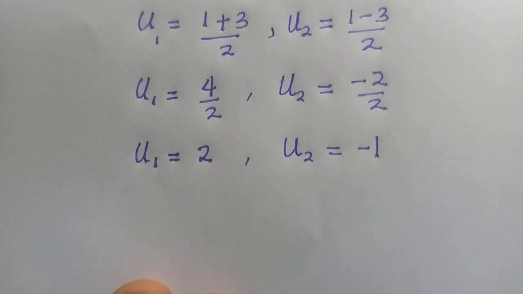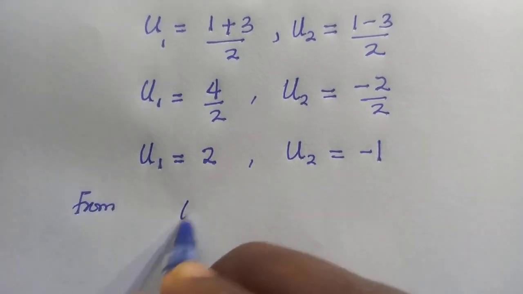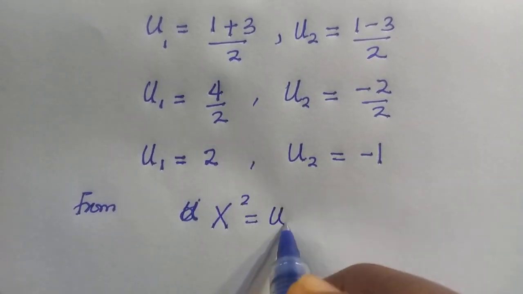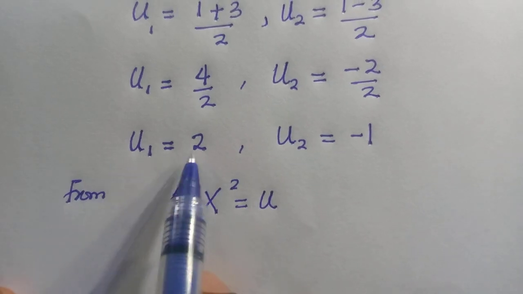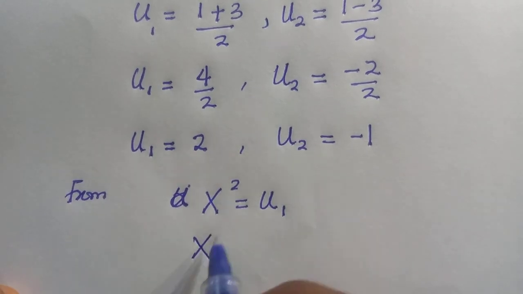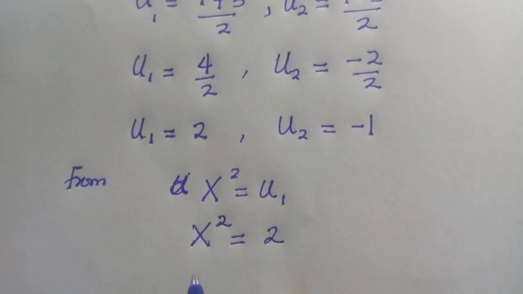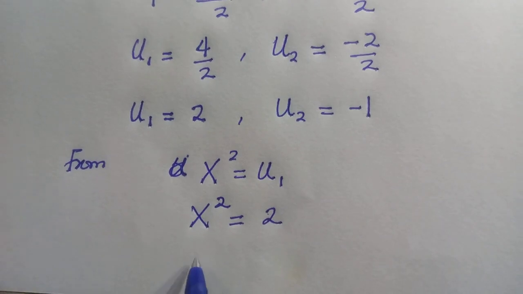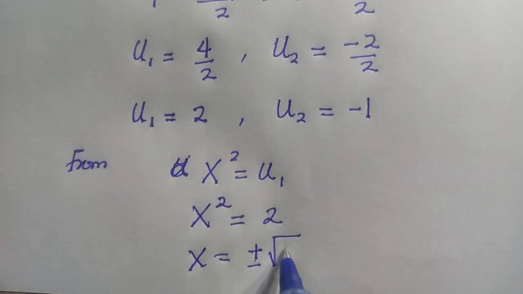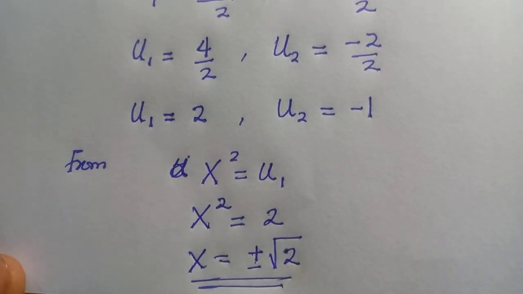Then we are going to recall where we let x squared equals u. So we have the value of x squared, which equals u. Now when u1 equals 2, we substitute it, then we have x squared equals 2. Then to get the value of x, we take the square root of both sides. By doing that, we have x equals plus or minus the square root of 2. And here is the real solution to this question.